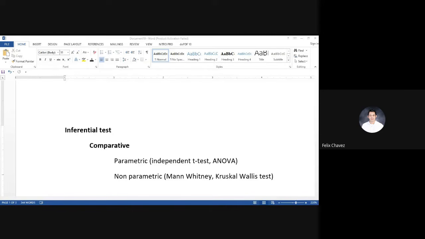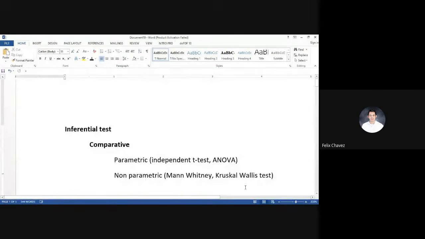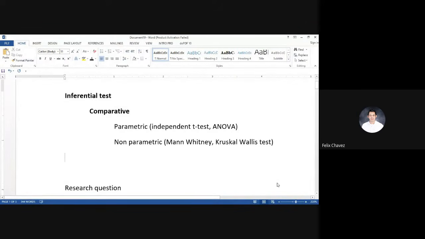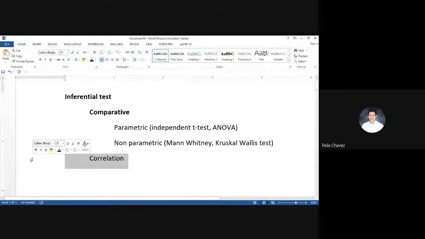So in the inferential test, we have different types. It can be comparative, or the test can be correlational in nature. So that's actually the aim of most research. So in many researches, we have certain tests for comparison and tests of correlation.